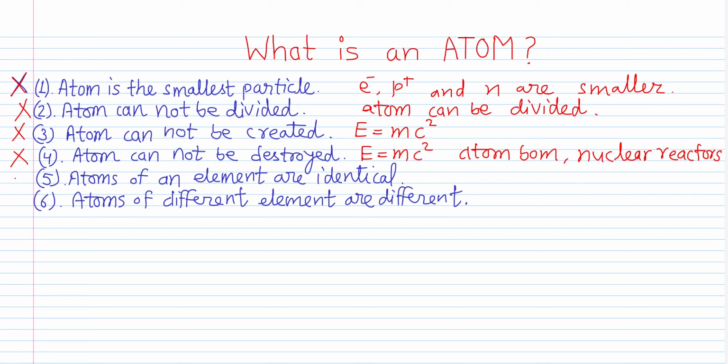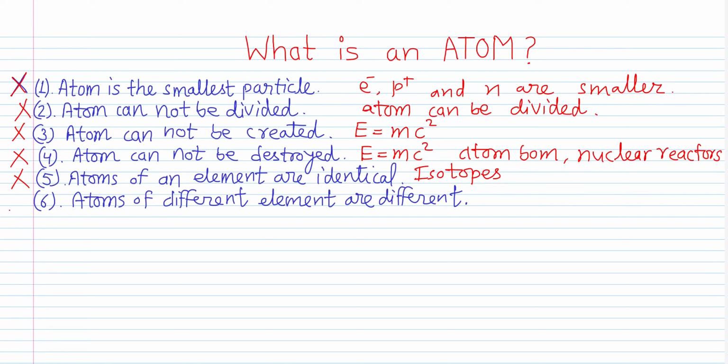Again, if you say atoms of an element are all identical, that is wrong, because there exist isotopes, and isotopes are the atoms of the same element which are different in masses. So atoms of an element are not always identical. Atoms of the same element can have different masses.